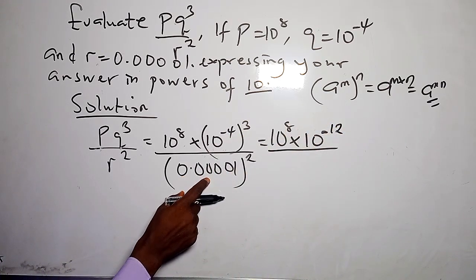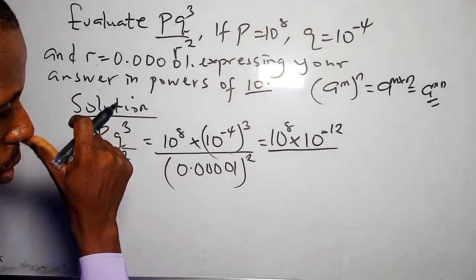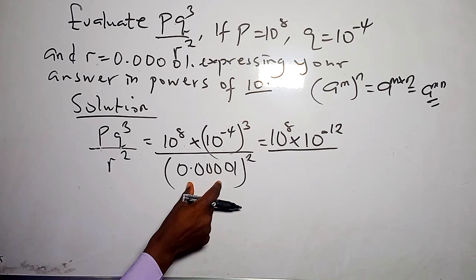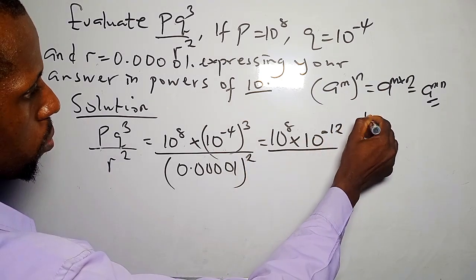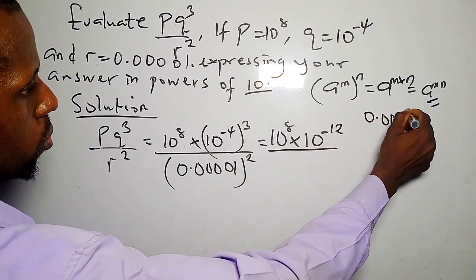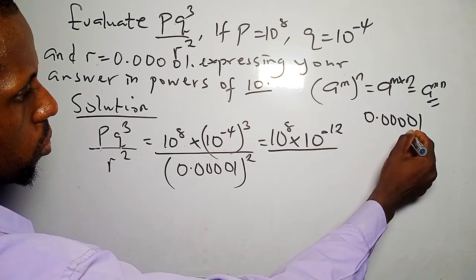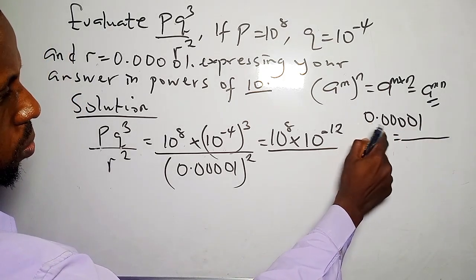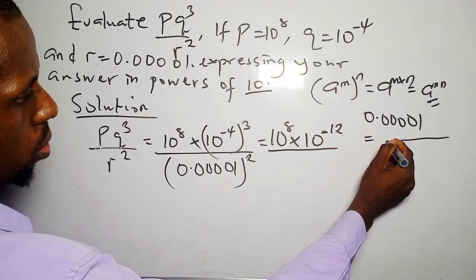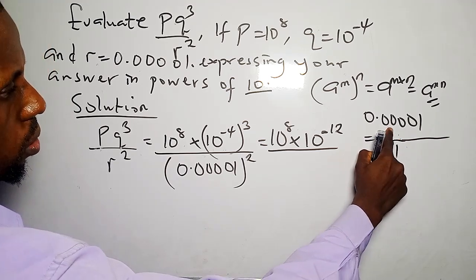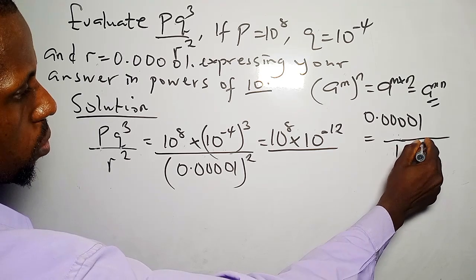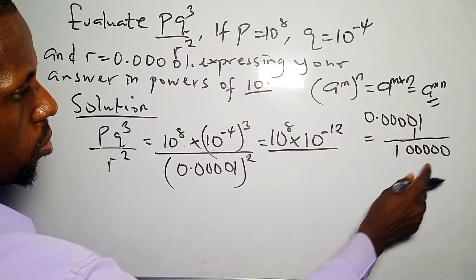For 0.00001, we can take this to a fraction. How do we do that? We are taking this to a fraction. We draw a straight line. The decimal point returns to 1, and the other digits turn to 0. So we have 1, 2, 3, 4, 5. So we keep 5 zeros. So here we have 1 over.